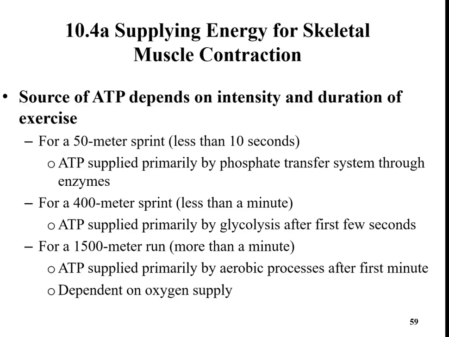For a 400-meter sprint, so something around less than a minute, ATP is going to be supplied primarily by glycolysis after you burn up that immediate supply from the phosphate transfer system. Then you're going to be primarily using the breakdown of glucose in the cytoplasm, or glycolysis, as your primary supply of ATP. Now, once you get up to over a minute of exercise, you're going to shift to where ATP is going to be supplied primarily by the mitochondria. And this is going to depend on your oxygen supply to the muscles. That is going to be your biggest limiting factor here.